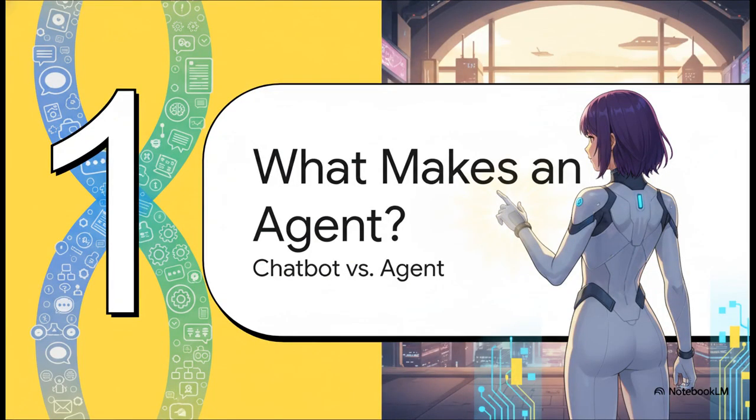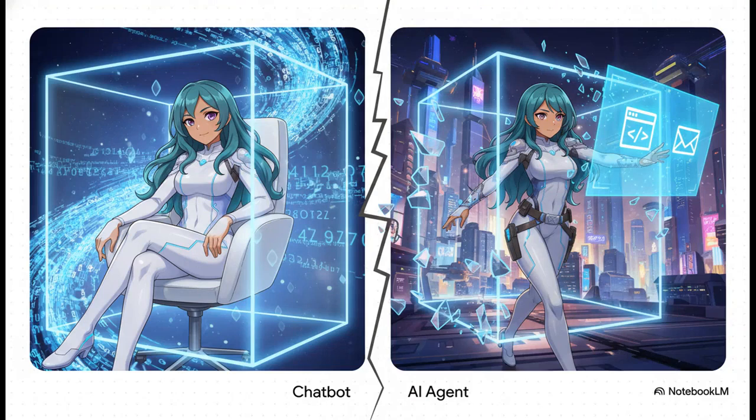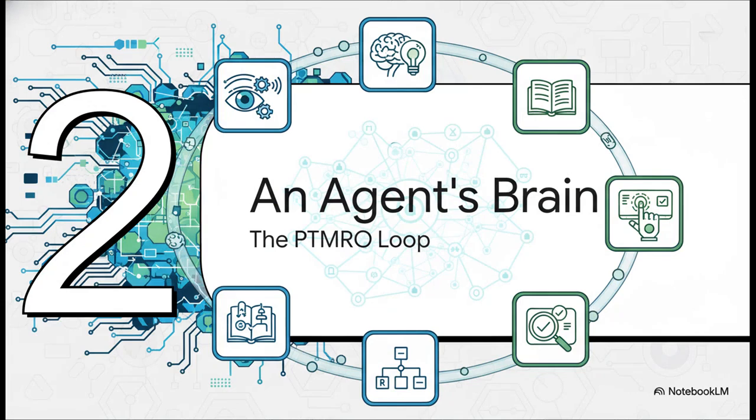Okay, so first things first. What really makes an AI agent different from the chatbots we're all used to? It all boils down to one thing: taking action. Here's the best way to think about it. A chatbot is like that super smart colleague who has read everything but is stuck in their chair. You can ask them anything and they'll give you a great answer, but they can't do anything for you. An agent, though, breaks free from that chat window. It uses tools like searching the web or connecting to your email to take real action in the world, all by itself.